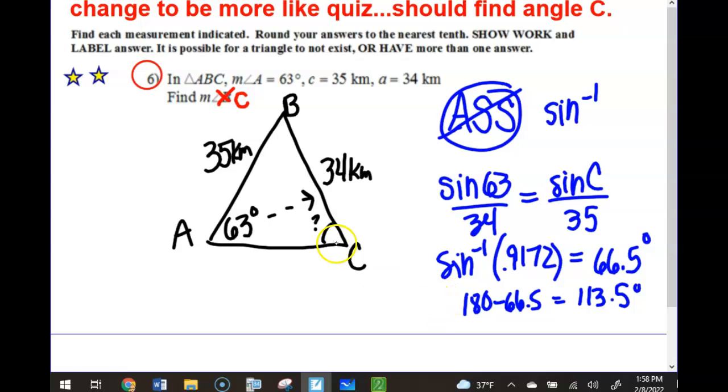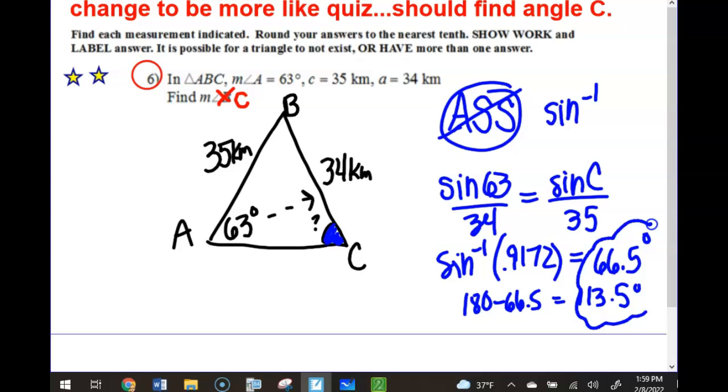Can we eliminate either of those here? They're both bigger than 63 degrees, right? Because this is a side of 34 and a side of 35, so this angle should be bigger than 63. They're both bigger than 63. Can you have a 63 and a 113 in the same triangle? Yeah, barely, but yes, you can. So we cannot throw either of these away.